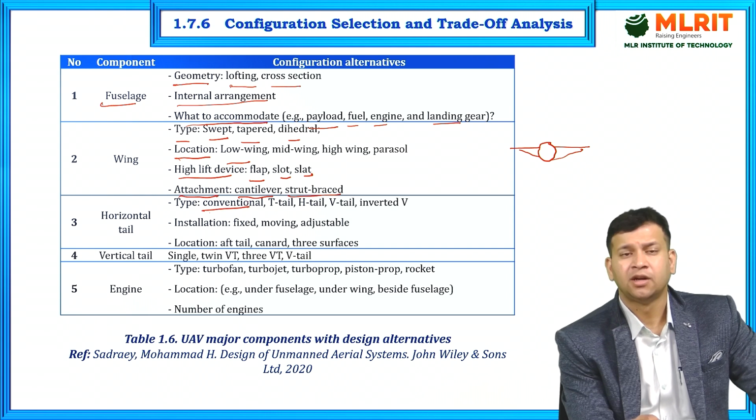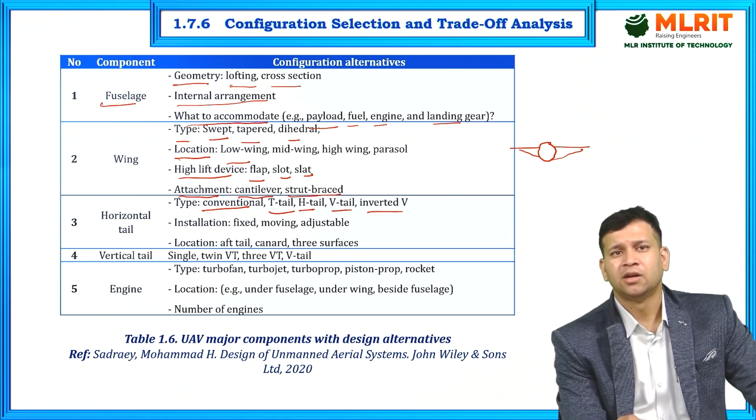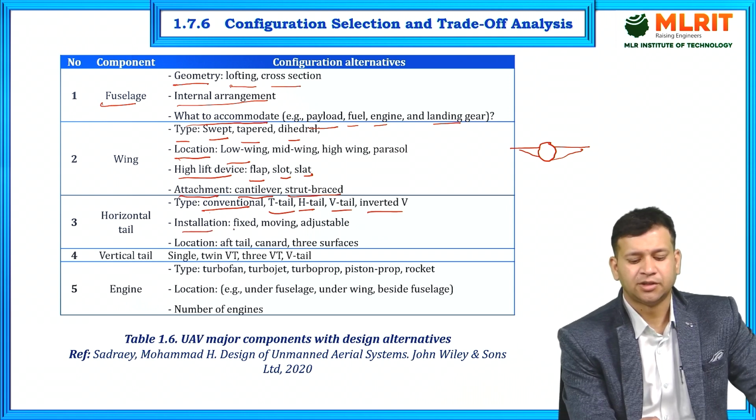Then for horizontal tail, we have various types. We have conventional horizontal tail, T-tail, H-tail, V-tail, inverted V. We have to choose based upon our mission requirements. We need to choose what kind of tail we need. Then installation, whether it's fixed, moving or adjustable.